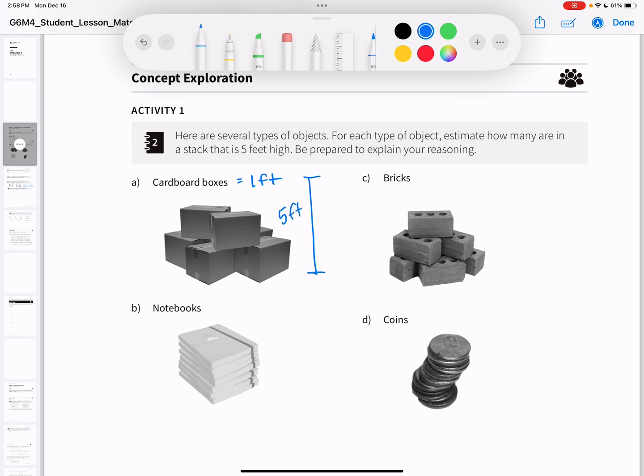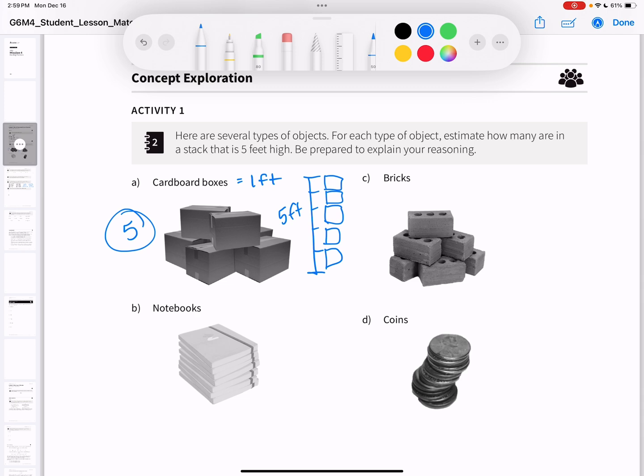So if we have 5 feet that we have to fill, that means we need 5 1-foot boxes. So how many cardboard boxes can fit into 5 feet? Well, 5 can, if they're 1 foot tall. And we're going to assume they're 1 foot tall. Let's look at notebooks. So the notebooks are pretty small. I would say they're probably smaller than an inch.